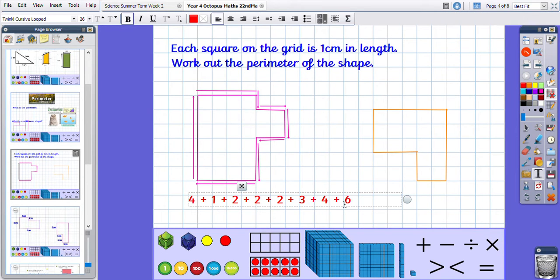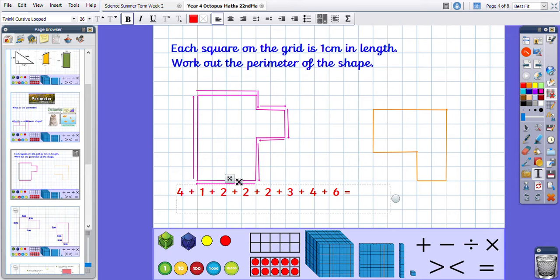So my perimeter would be found by adding all the sides together. So I have not missed out a single side. Okay, so 4, add 1, add 2, add 2, add 2, add 3, add 4, add 6. Now I could work that out in my head. It would take me a while, or I could use multiplication instead.